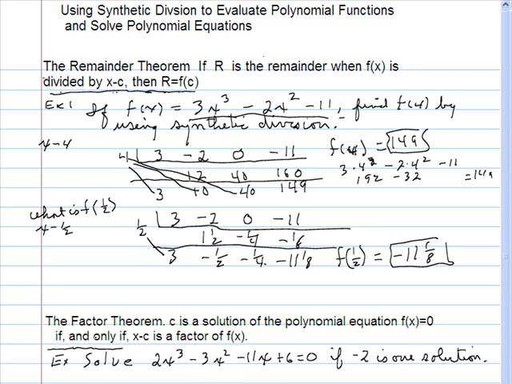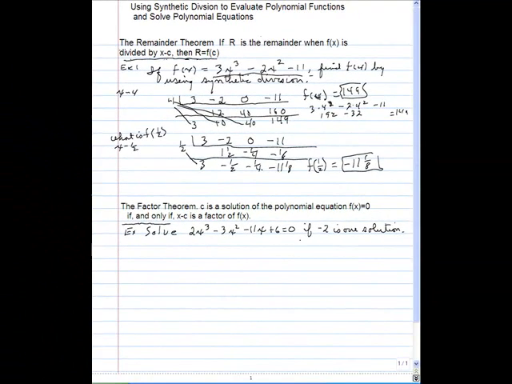So to do that, we use something called the factor theorem, which I've got written here. It says c is a solution of the polynomial equation f of x equals 0. That's what I have here. Here's my f of x: 2x cubed minus 3x squared minus 11x plus 6 equals 0.